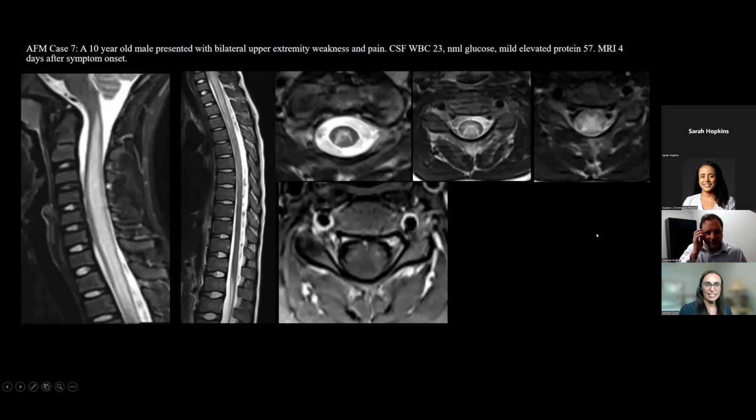Okay, last AFM case, and we'll just look at some differential diagnoses. This was a 10-year-old that presented with bilateral upper extremity weakness. It had CSF white count 23, normal glucose, mild elevation of protein. This is the MRI after 4 days of onset.